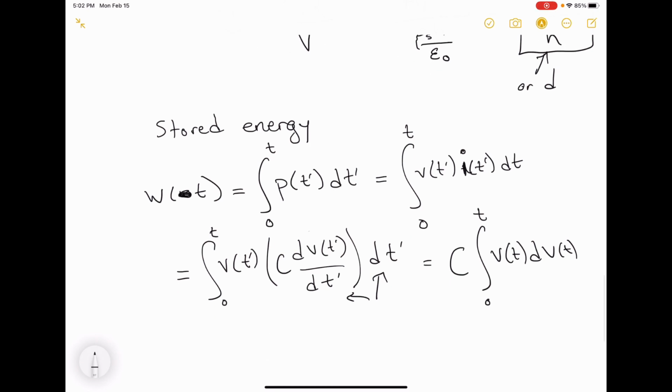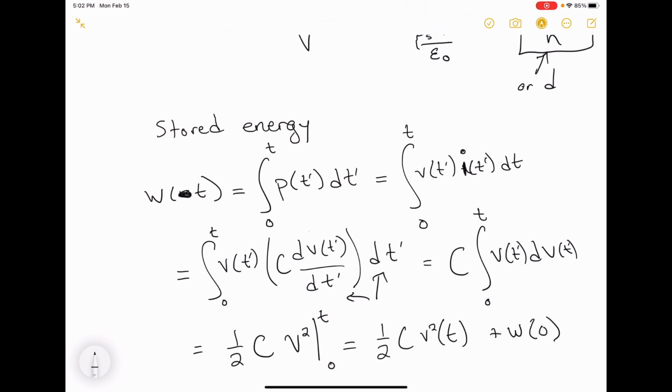And that's nice. We end up at the end with 1/2 capacitance times voltage squared, evaluated from 0 to time t, whatever that time was. And that works out to 1/2 the capacitance V squared of time t, the ending time, plus whatever the starting stored energy was at time 0. So this is how much energy was stored in the capacitance over that time from 0 to t.